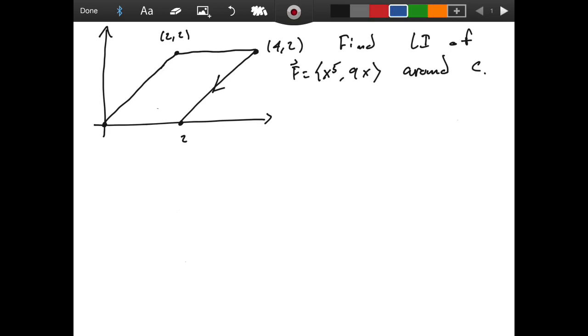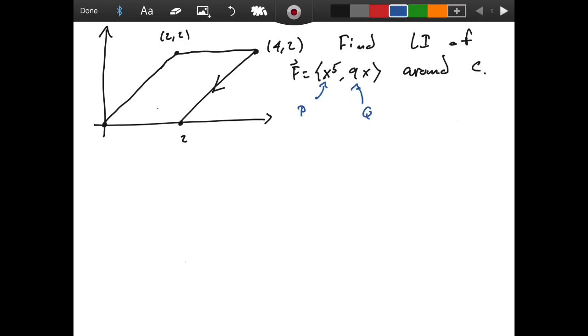So there's two ways to do this problem. One way is just to do this from the definition of line integrals around vector fields. The other way is to use Green's theorem, and that's what we're going to use. We're going to use Green's theorem. Okay, so this is the P component. This is the Q component.